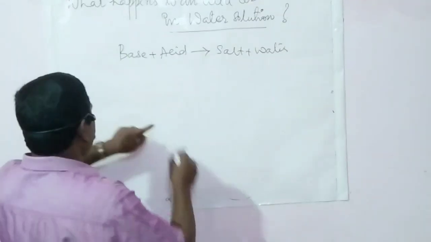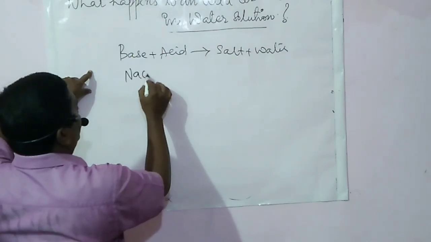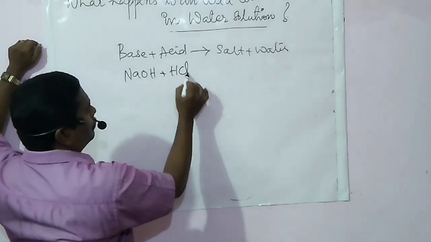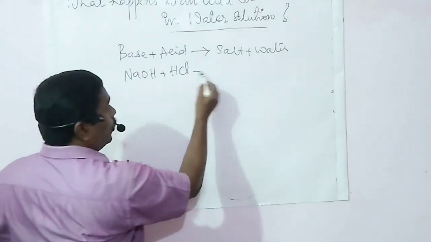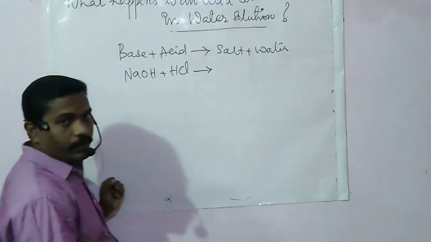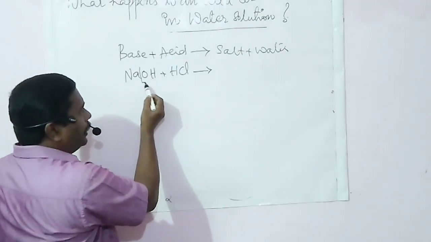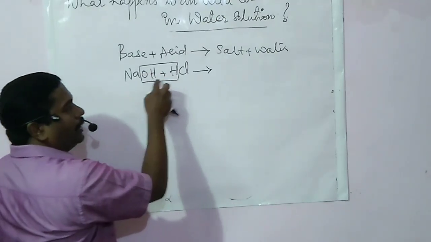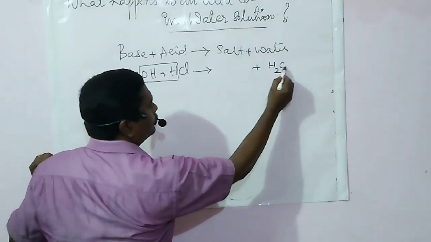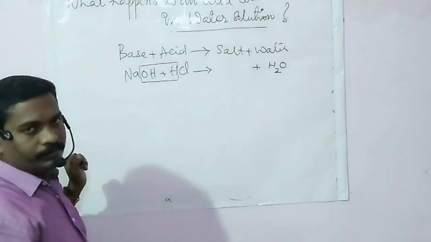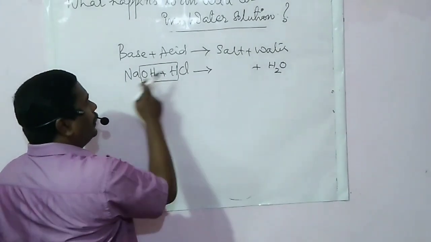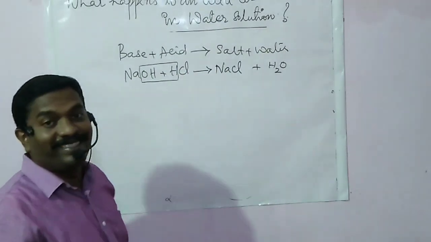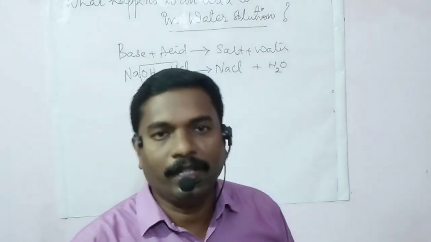Listen, base, as we know, for example NaOH, and acid HCl, a simple example. Then listen how the salt and water form. See, the OH of the base may react with the H+ of the acid. HOH means H2O, and the salt here is NaCl. The remaining ions form the salt. So it is easy to study how a neutralization reaction occurs.